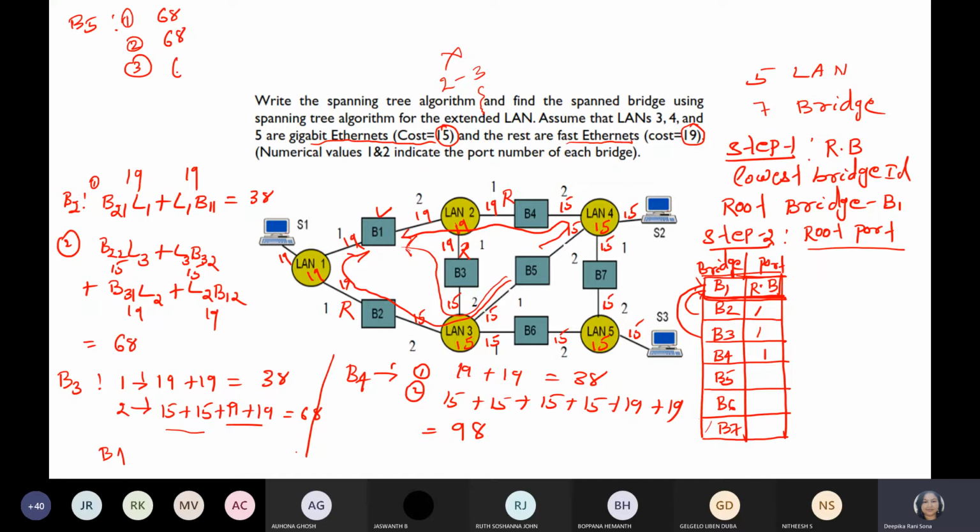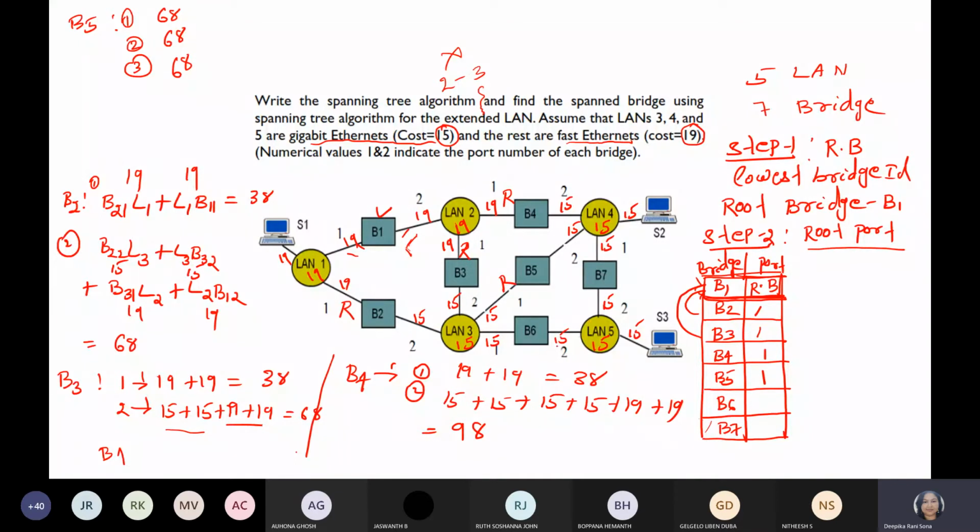So now here we get three equal costs. It means a tie situation is there. If there is a tie situation, how do we identify the root port? With the lowest bridge ID. Which one is the lowest bridge ID, B51 or B52? B51, yes. So here we mark this as the root port. So for B5 also, port 1 is the root port.